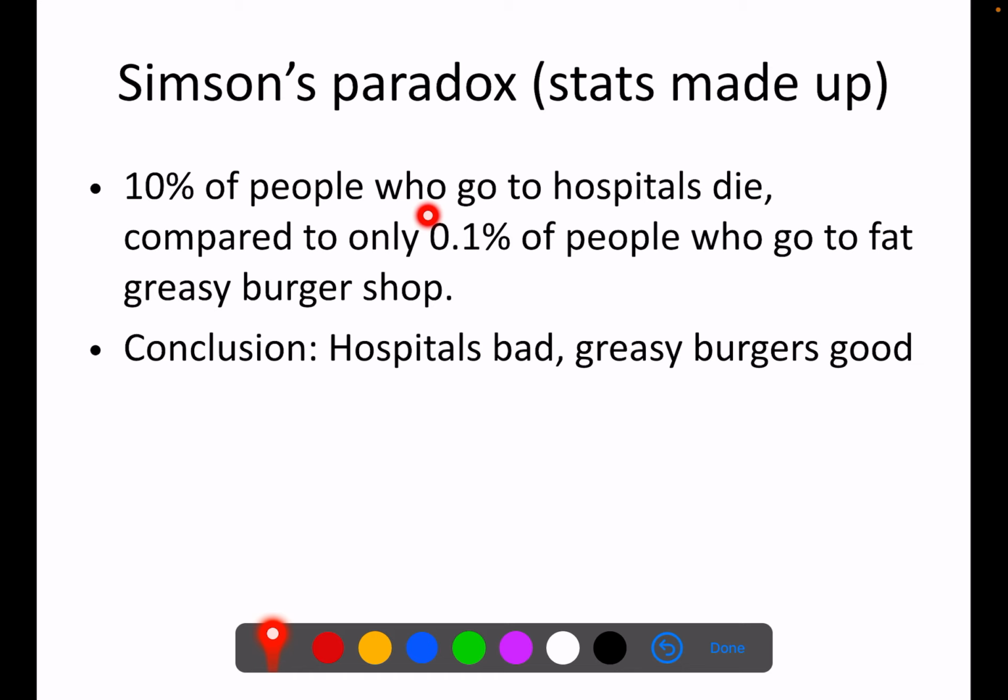No, because the population of people who go to hospital are already sick, right? Whereas the population of the people who go to burger shops are not necessarily sick people, right? And I made it up so that it's very obvious. Very often it's not obvious. It's very subtle, right? And many people don't get the idea that, when you treat statistics, you have to look at the population that was basically treated with different drugs, right?